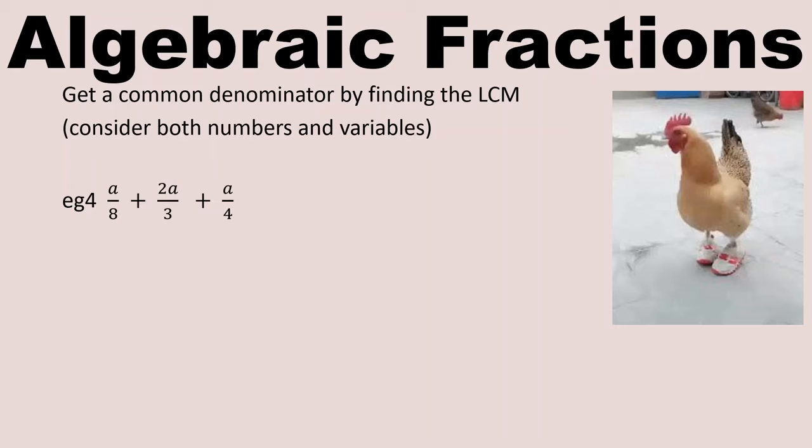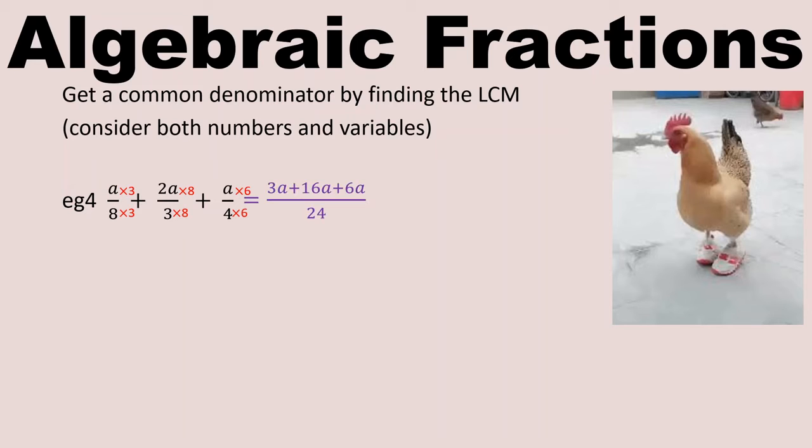Lowest common multiple of the numbers 8, 3, and 4. Think of the 8's times tables, the 3's times tables, and the 4's times tables, and see what your first match would be. I'm thinking 8 times 3 makes 24, and 3 times 8 makes 24, and 4 times 6 makes 24. So 24 was my lowest common multiple, and remember, to get that common denominator, we need to multiply both the top of the fraction and the bottom of the fraction by the same amount.